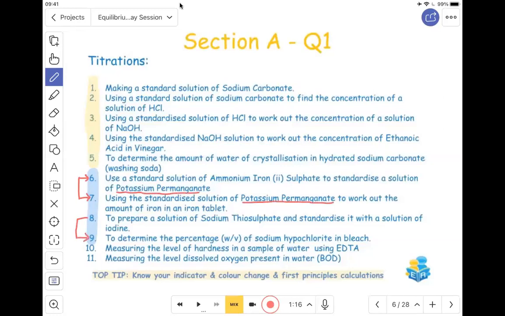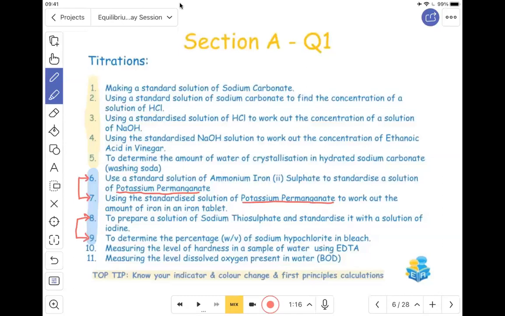So if we look at number 8, it says to prepare a standard solution of sodium thiosulfate and standardize it with a solution of iodine. And then number 9 is to determine the percentage weight per volume of sodium hypochlorite in bleach. Both of those involve iodine and iodide ions and sodium thiosulfate. So that's why I would pair those up. And they're your redox titrations.